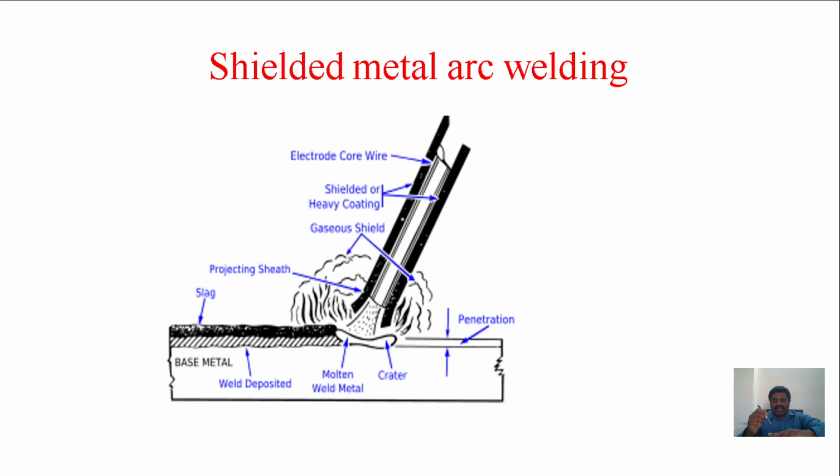The current type used in this process can either be AC or DC, depending upon the design of the weld, which will be stated in the WPS, the welding procedure specification. That depends upon the welding process. We can use AC current or DC current, and here the electrode is coated with the flux.